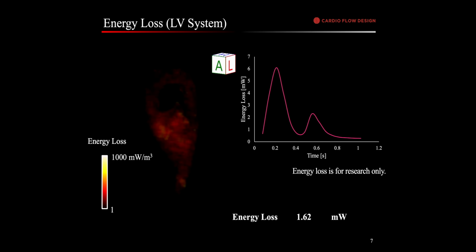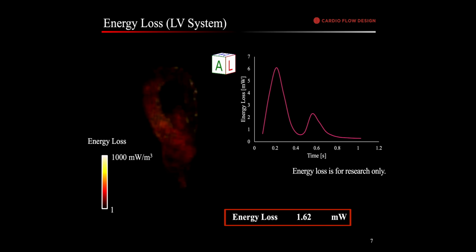Focusing on energy loss within the left ventricular system, we quantify how much energy is lost due to turbulent blood flow, which can be an indicator of cardiovascular health problems or inefficiencies in blood flow. The energy loss in this example is minimal, reflecting the healthy volunteer's uniform blood flow.